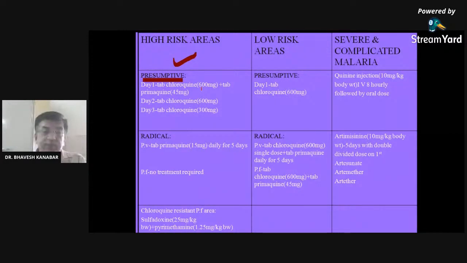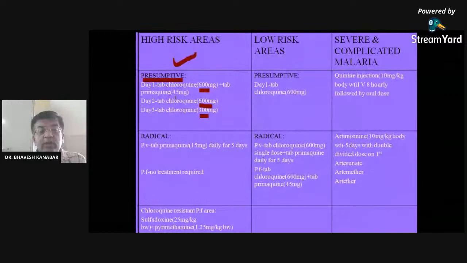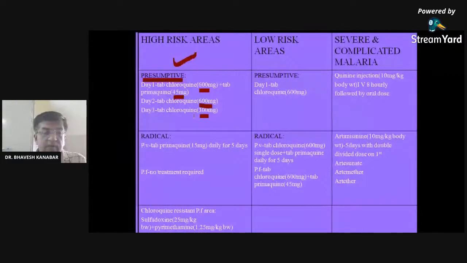600 milligram day 1, followed by day 2 600 milligram, and day 3 300 milligram. This is the course. Along with chloroquine, primaquine is also started for 14 days, not only for day 1, it is for 14 days. 45 milligram of the primaquine. Here it is somewhat different, that on day 1 15 milligram followed by 15 milligram for 5 days, but routinely 15 milligram for 14 or 15 days is to be prescribed. Right? That is for radical treatment. That is the radical treatment that eradicates the whole form of the parasite.